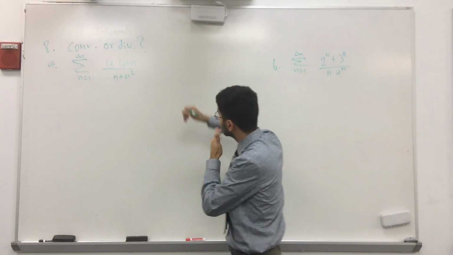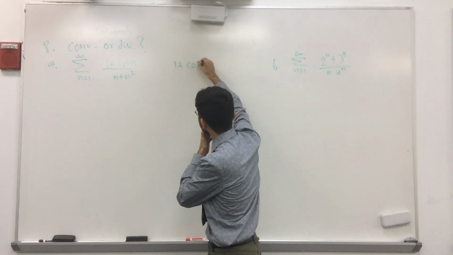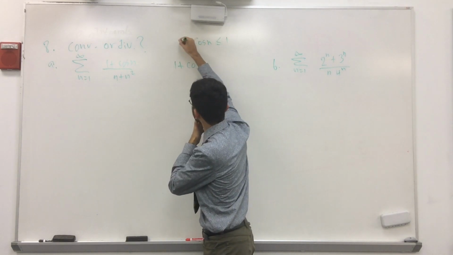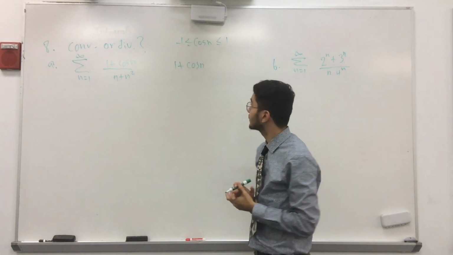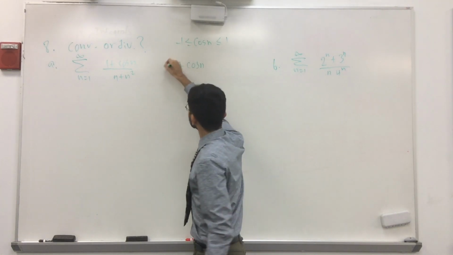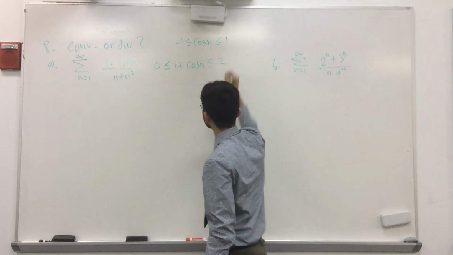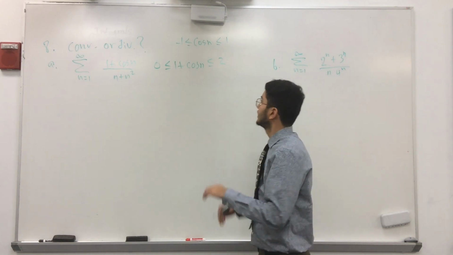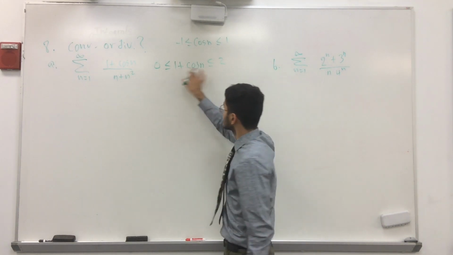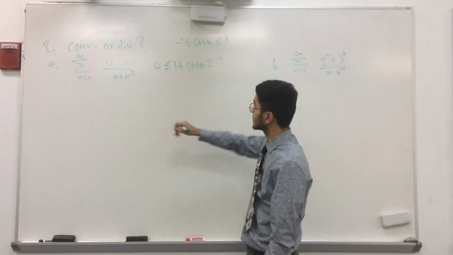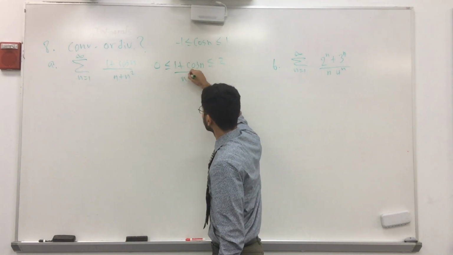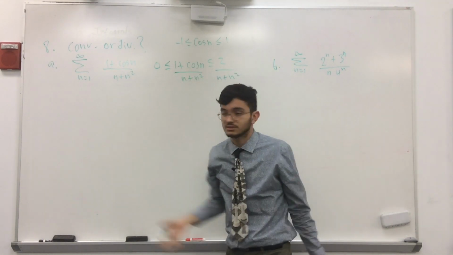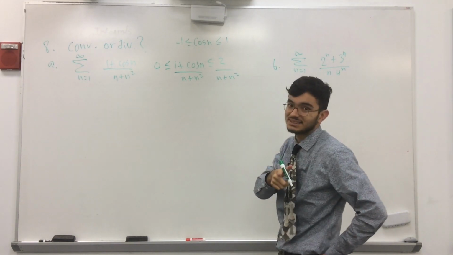Which means that if cosine of n is between -1 and 1, then 1 plus cosine of n, we just add 1 on all sides, is going to be between 0 and 2. So we're going to use something called the Squeeze Theorem. Some people call it the sandwich theorem. Either way works. And we're going to divide this by the denominator that we have in the sequence on all sides, n plus n squared, which gives 0 over n plus n squared, which is just 0. 0 over anything is 0, except for 0 itself.